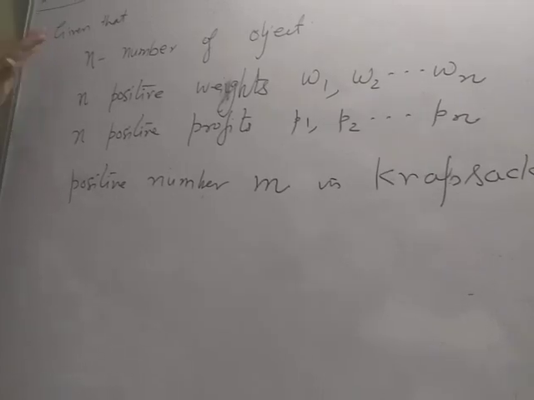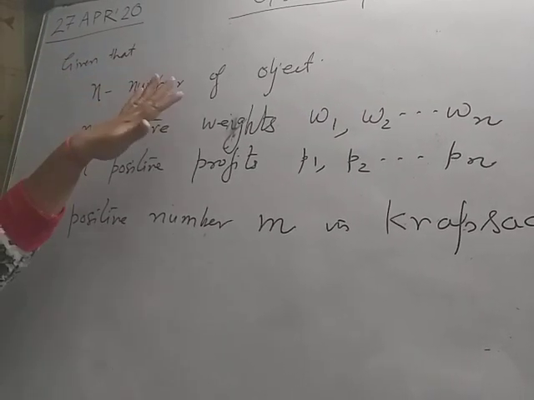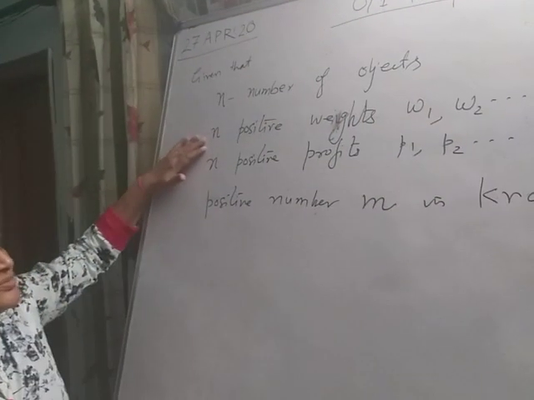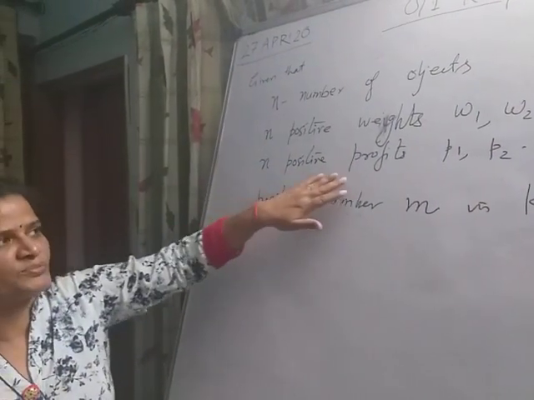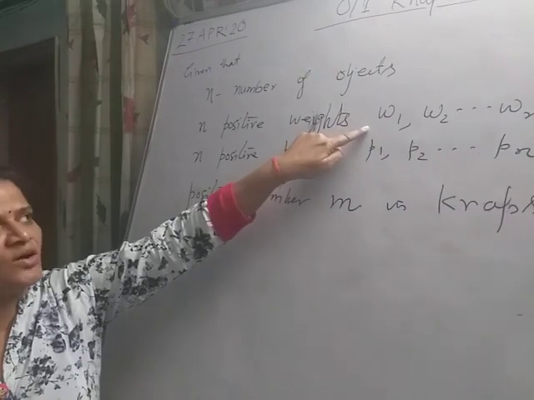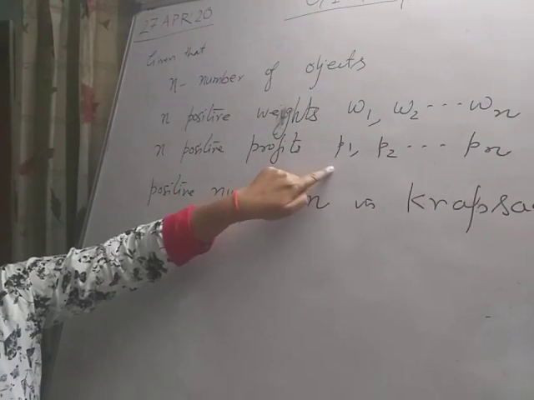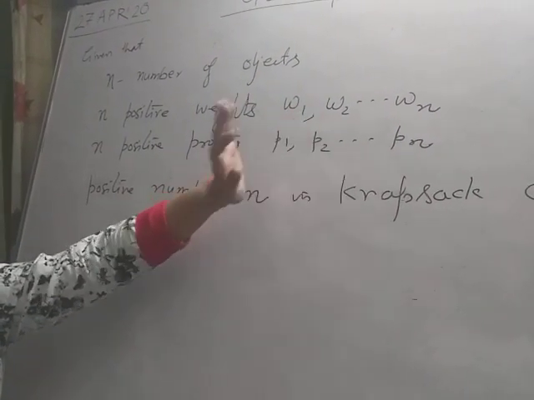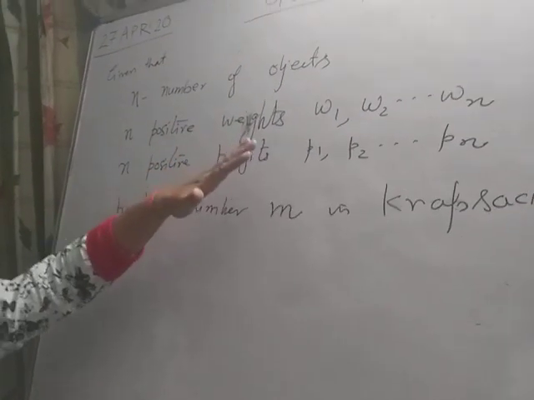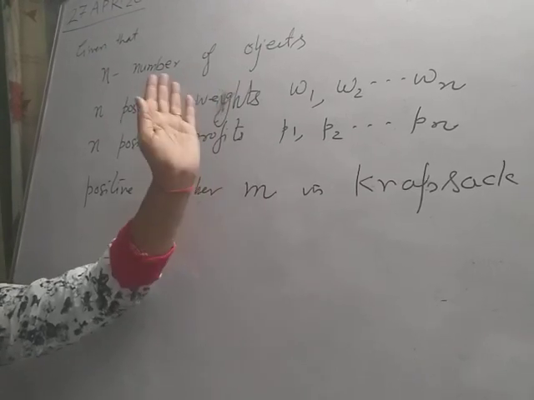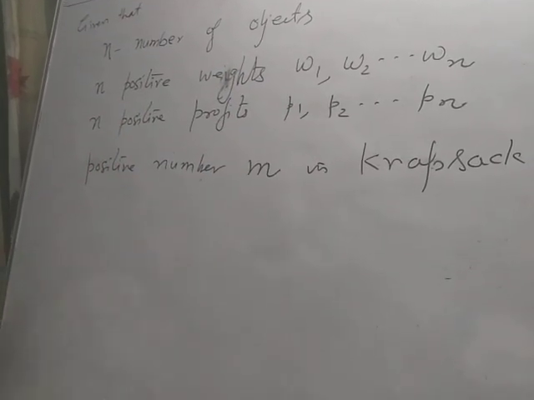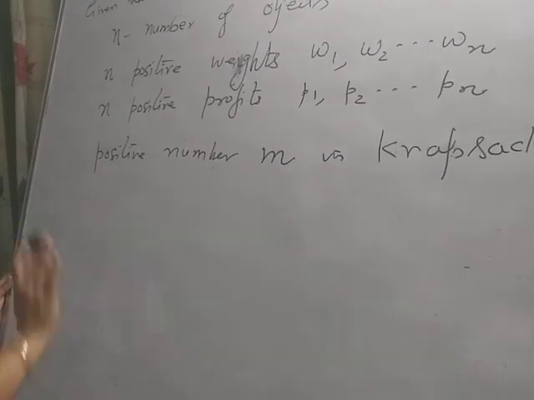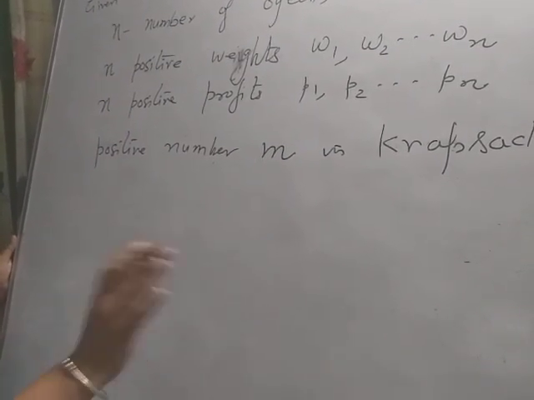So here, as in the knapsack problem, in the 0 1 knapsack problem also there are n number of objects, n positive weights associated with the n objects, and the profits also associated. w1 is the weight of the first object, p1 is the profit of the first object, w2 is the weight of the second object, and p2 is the profit of the second object. In general, wi is the weight of the ith object, and pi is the profit of the ith object. In addition to the weight vector and the profit vector, one positive number m is given, which is the knapsack capacity.